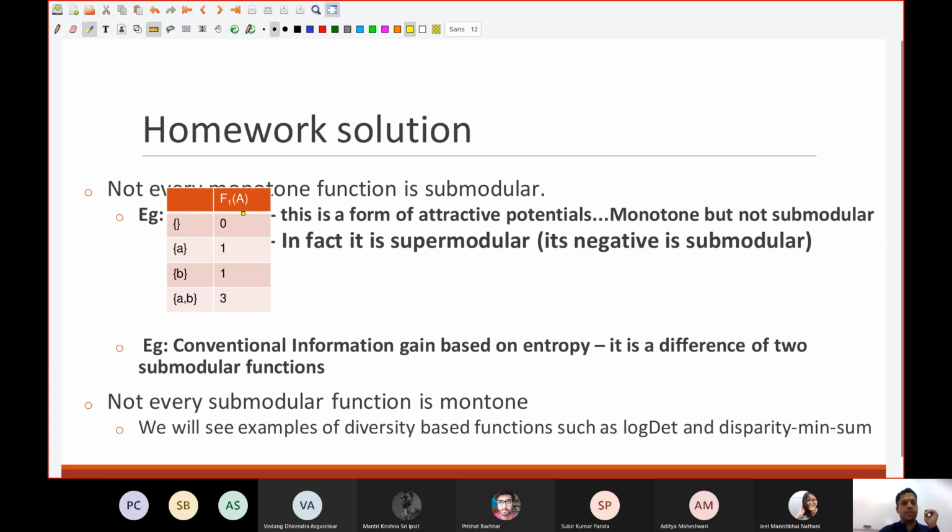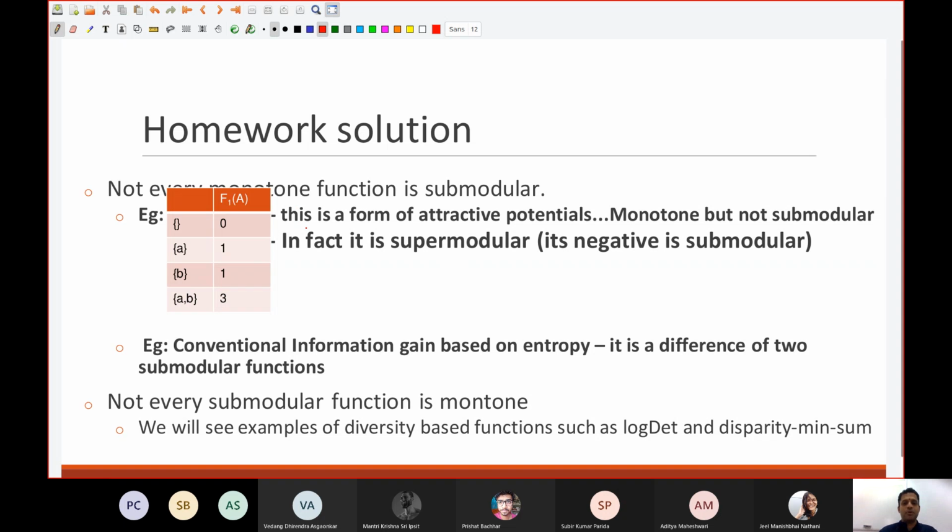Here's a function I have constructed. Very simple function. Call it f, whatever you want. On the empty set, its value is 0. On the singleton set A, it's 1. For singleton set B, its value is 1. What happens when I add A and B, or have both elements A and B? It's 3. Does it look like diminishing returns?